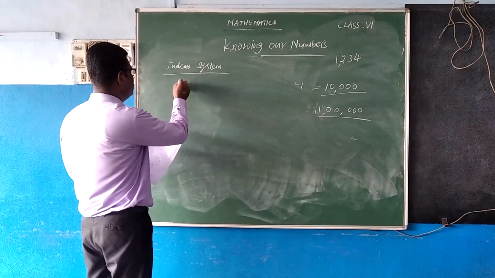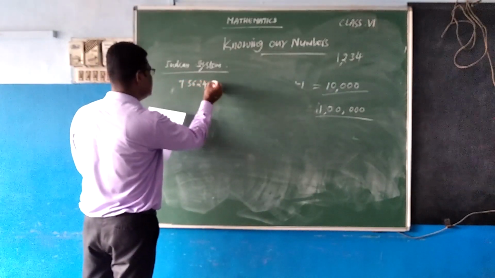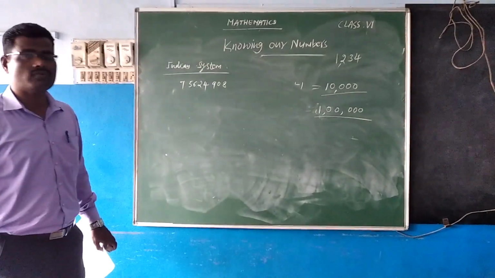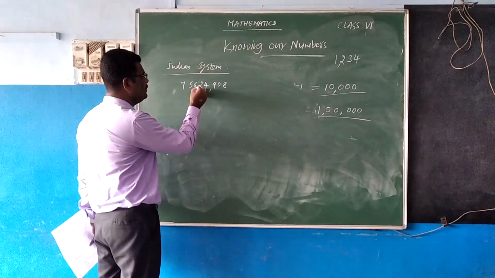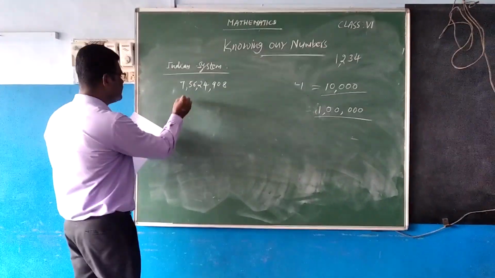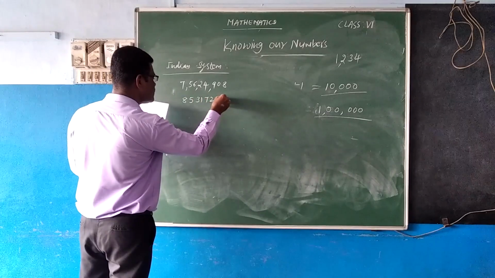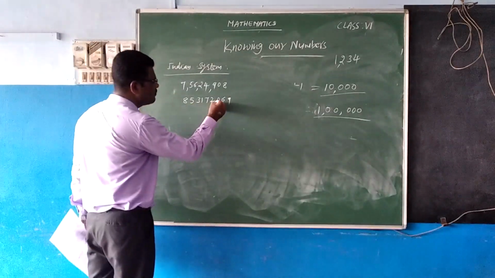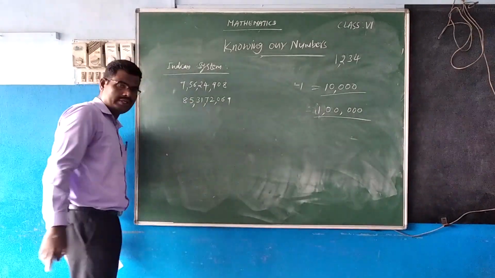For example, 7, 5, 6, 2, 4, 9, 0, 8. How to place Indian system commas? First after 3 digits, then continuously after 2 digits. For example, 8, 5, 3, 1, 7, 2, 0, 6, 9. How to place commas by using the Indian system? First after 3 digits, then continuously after 2 digits.